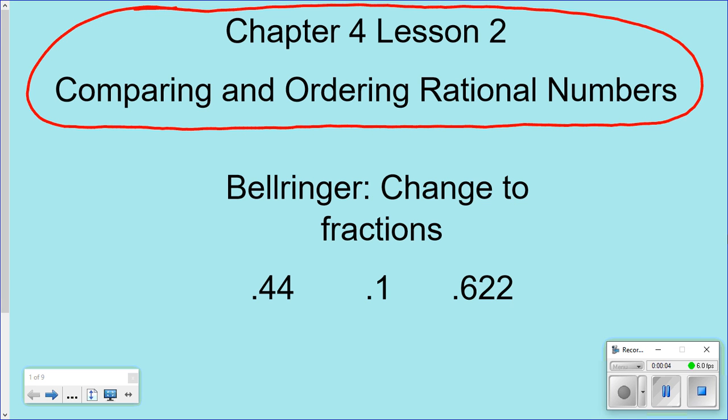So chapter 4, lesson 2, comparing and ordering rational numbers. The first thing I have to do is explain what a rational number is, because sometimes we hear the word rational, we don't really know what it means. Rational means any number you can make into a fraction. So today, in our lesson, we're going to talk about decimals, because you can make decimals into fractions.